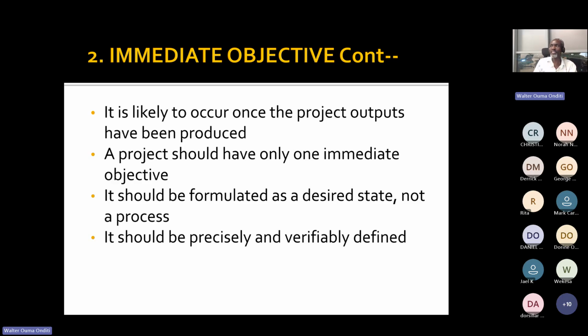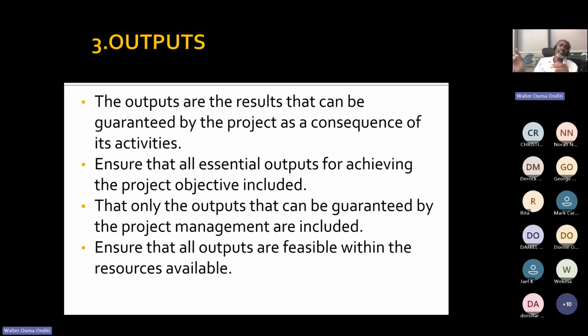It should be precisely and verifiably defined, just like the other one. So these are very key words you must bear in mind, and we'll do it on our own. What about the output that delivers the intermediate outcome and the developmental objective? These are the results that can be guaranteed by the project, as a consequence of its activity. So here, let me use this again to explain.